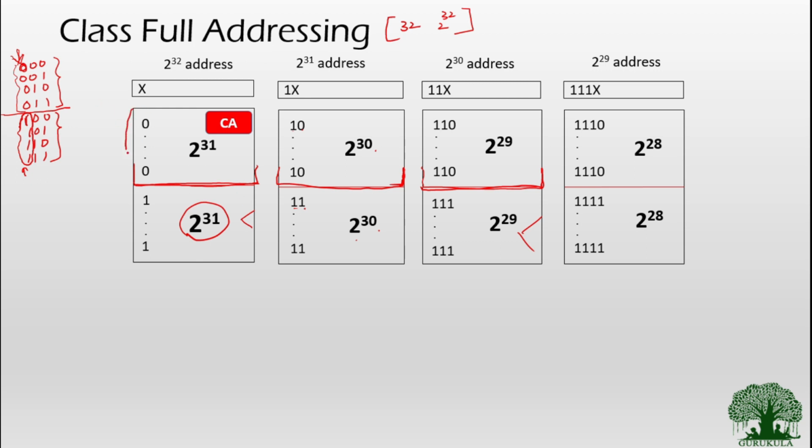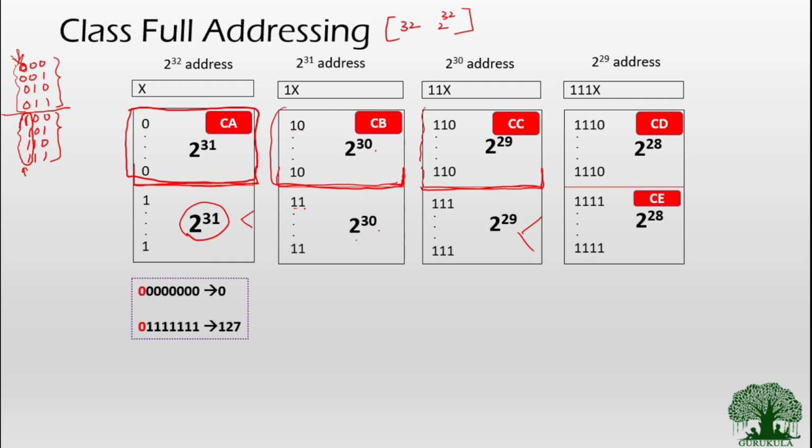So this particular 2 to the power 31 addresses is what we call class A address. And this upper part is what we call class B address, this upper part is class C, this block is class D, and the bottom part is class E. So the total IP address space is divided into 5 classes of address: class A, class B, class C, class D, and class E.